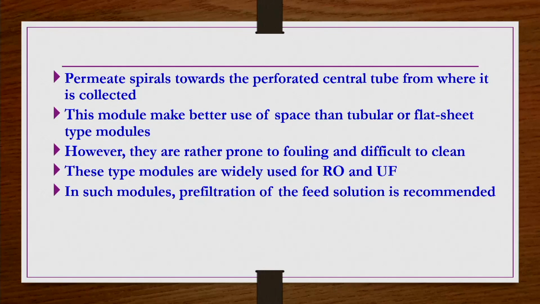In such modules, pre-filtration of the feed solution is recommended to reduce fouling problems. Let us say the feed solution contains not only fine particles of less than 0.1 or less than 10 micron size, but also some particles which are bigger than 10 micron size. Then it is better to separate the larger size particles before taking the feed to these spiral wound modules, so that it will avoid fouling.